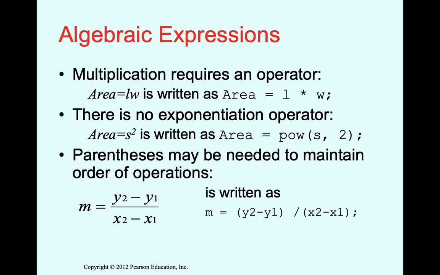So you have to be careful when you write the code. You cannot write area equals LW, length multiplied by width. The compiler will not accept this. You need to write the star. So you cannot write LW, which means L multiplied by W.